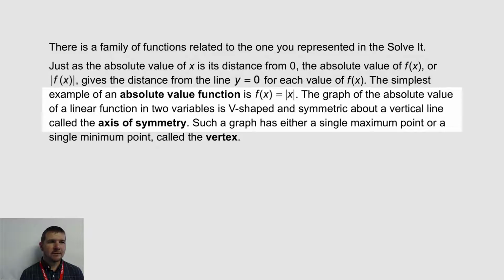The graph of the absolute value of a linear function in two variables is v-shaped and symmetric about a vertical line called the axis of symmetry. Such a graph has either a single maximum point or a single minimum point called the vertex.